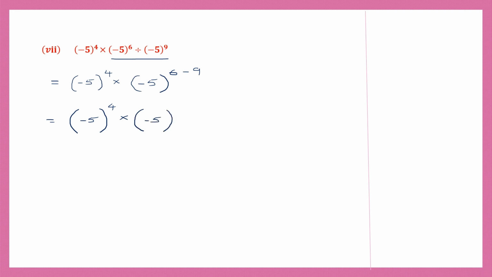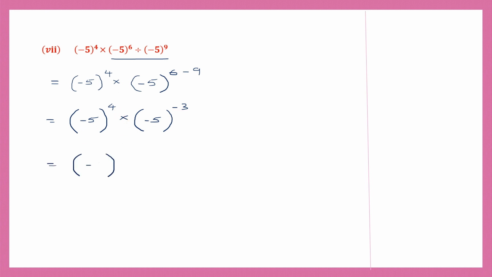Now 6 minus 9, signs are different. So put the sign of the bigger number and subtract. 9 minus 6 is 3, minus 3. So now can you see the base is now the same and this is multiplication. So when the base is the same and it is multiplication, you can add the powers.